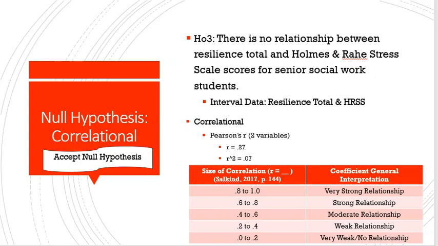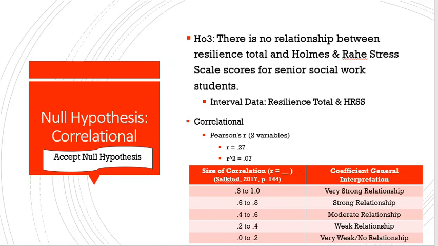Finally, let's look at how we might answer the correlational null hypothesis. And that one was there is no relationship between resilience total and Holmes and Rahe stress scale scores for senior social work students. The resilience total and the Holmes and Rahe stress scale scores are interval level data, and therefore we can run inferential statistics. Earlier in the semester, you learned how to run a Pearson R test and evaluate the R squared for the coefficient of determination. For this lecture, let's examine how to determine whether we accept or reject the null hypothesis based on the Pearson R.